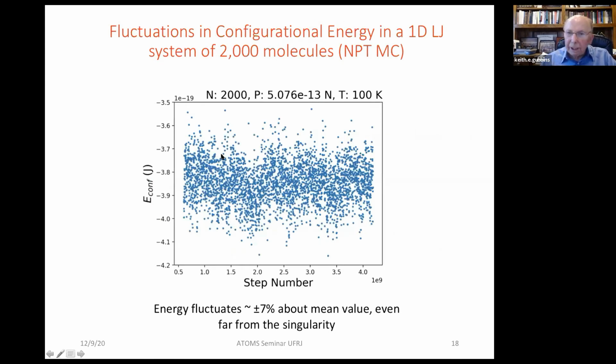This is just illustrating the fluctuations. This is not near a critical point, and it's not near a temperature of 0. It's at 100 degrees Kelvin, 2,000 molecules, reasonably high pressure. And this is the configurational energy from an NPT Monte Carlo run, quite a long one. It just shows you how big the fluctuations are. These are fluctuations about the mean, so the mean is somewhere here. We're seeing fluctuations of about plus or minus 7%.